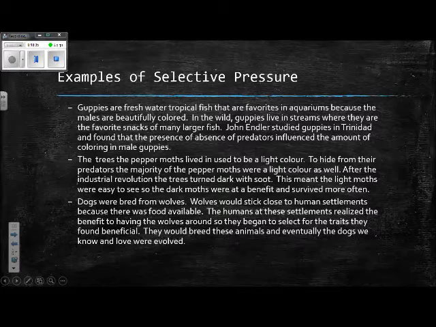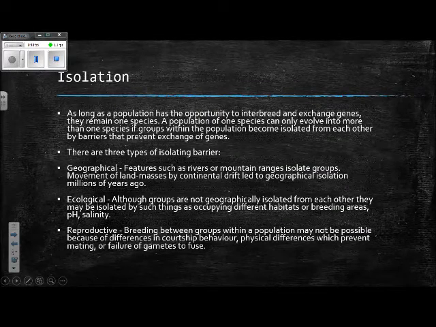And then dogs, we talked about. Dogs were bred from wolves. Wolves would stick close to human settlements because there was food available. The humans at these settlements realized the benefits of having wolves around, so they began to select for traits they found beneficial. They would breed these animals, and eventually the dogs we know and love today were evolved.